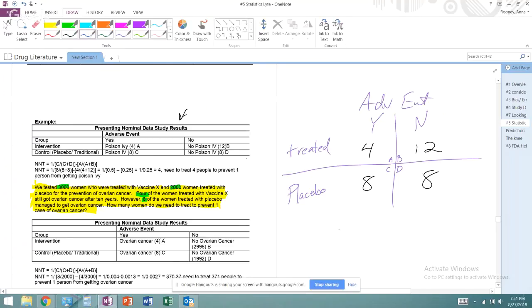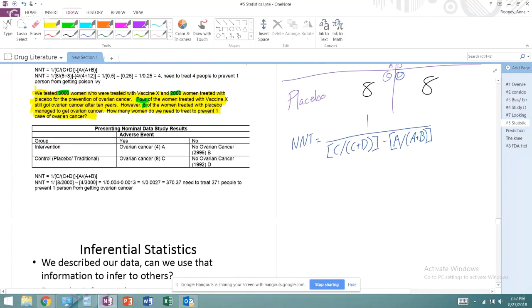So the equation is 1 over the ARR, which is C over C plus D, which are these 2 groups. So this is your placebo group. And then you have your treated group, which is A over A plus B. So this is your NNT, number needed to treat. So we just need to plug and check.